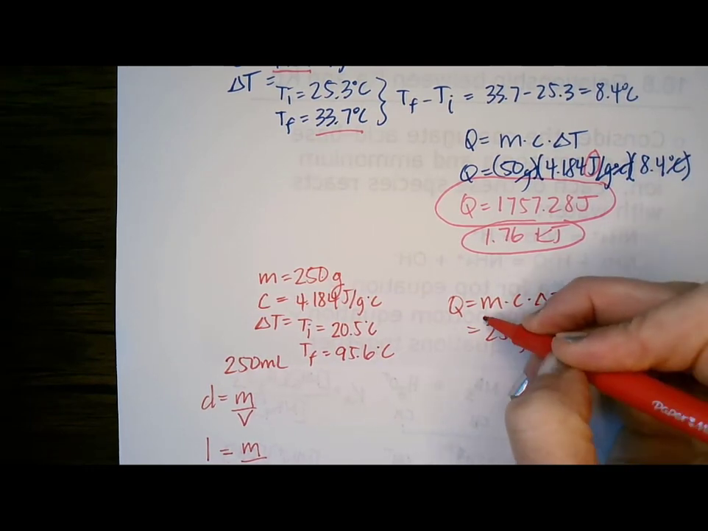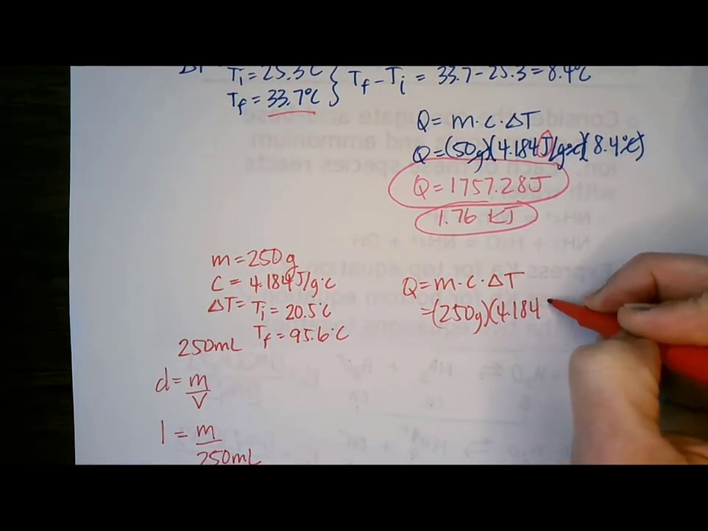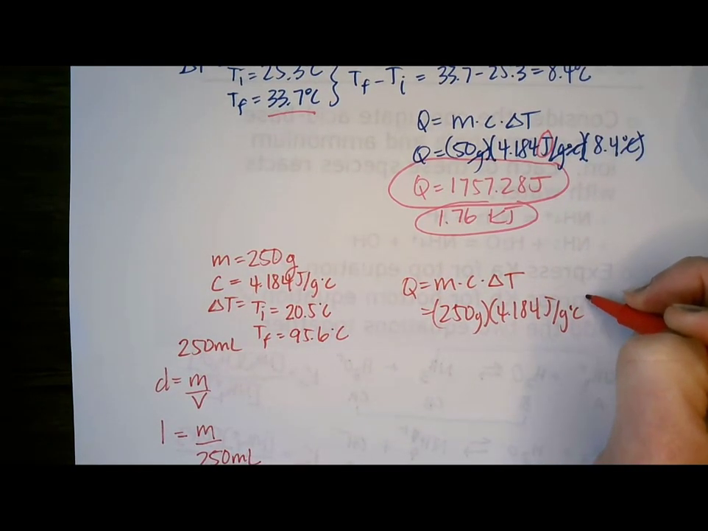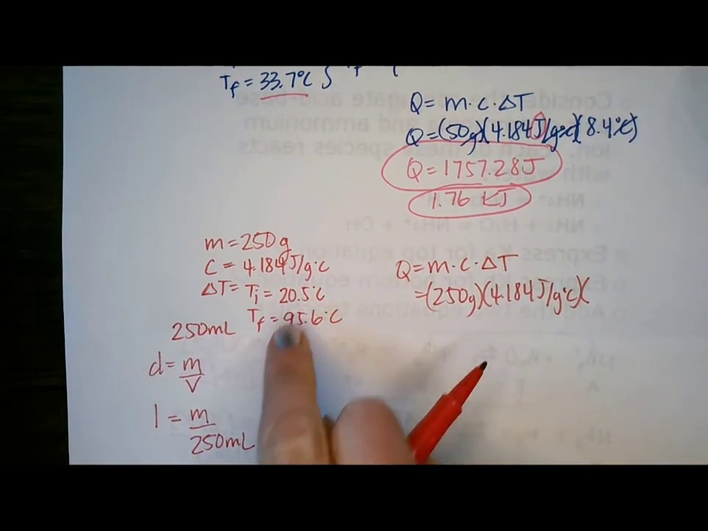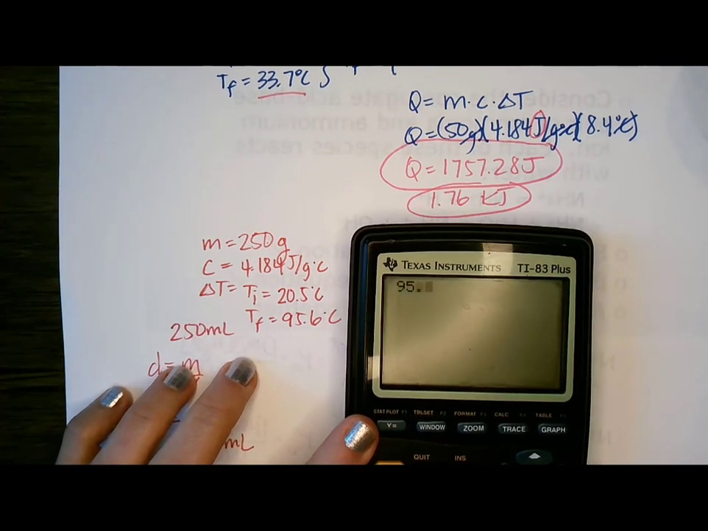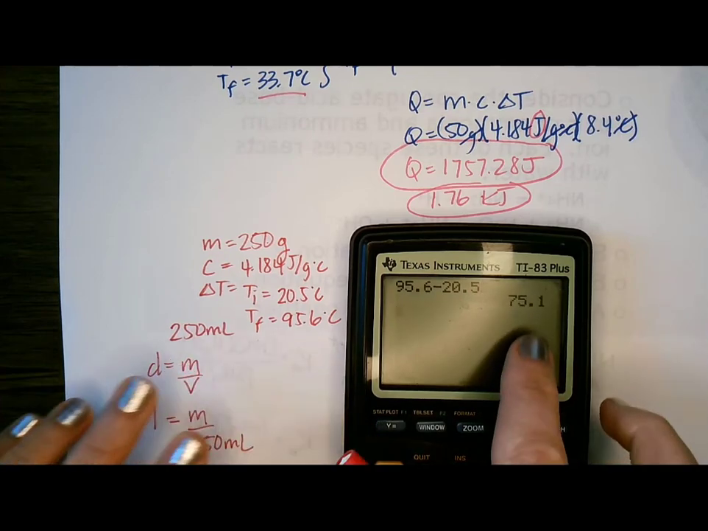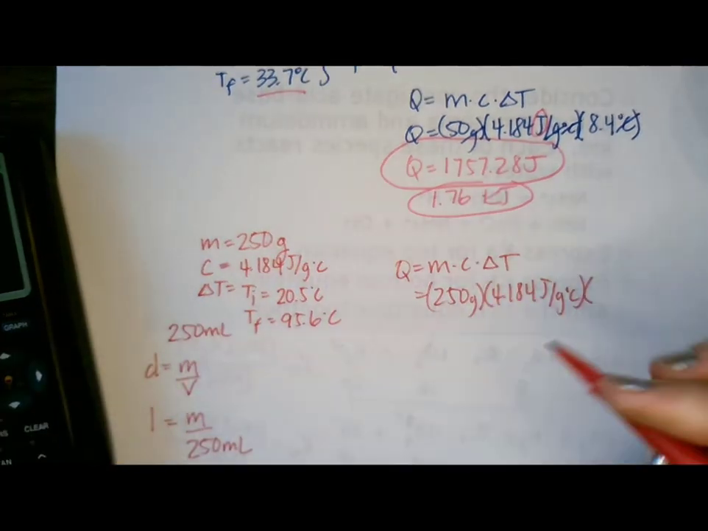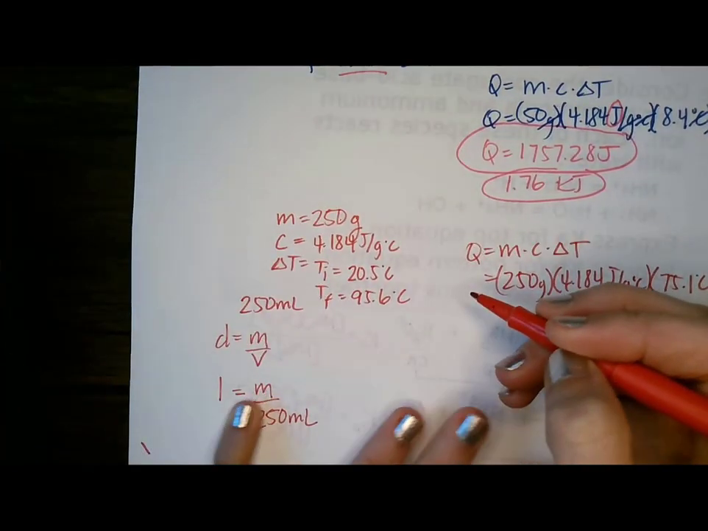250 grams times 4.184 joules per gram degrees Celsius times, we need to find the change in temperature, final minus initial. So I'm going to do 95.6 minus 20.5 to get 75.1 for my delta T.